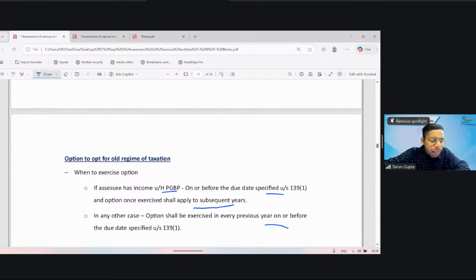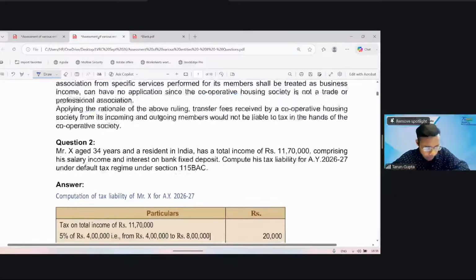Let's see some questions. Mr. X. See, all this comparison is helpful to you to determine which is more beneficial to the assessee so that the tax liability remains minimized. So the question says Mr. X, aged 34 years and resident in India, has a total income of rupees 11,70,000.